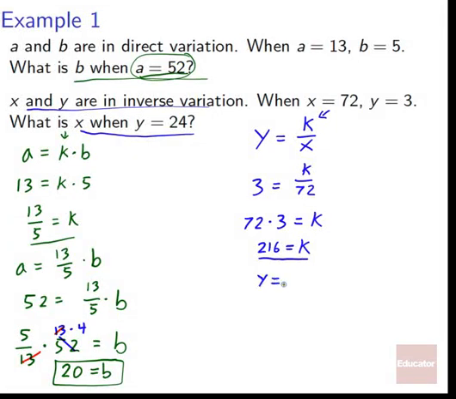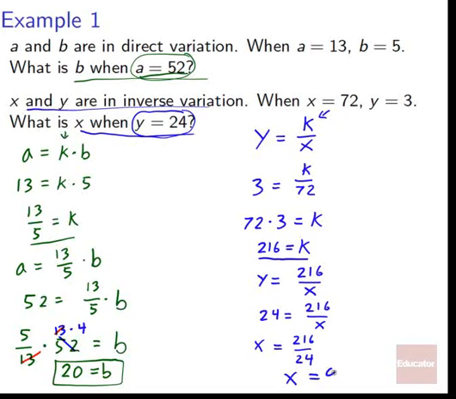Y equals, replace the K now, Y equals 216 over X. So now we put in Y equals 24. So 24 equals 216 over X. So we want to figure out what is X. We multiply the X over on the left side, and we divide by the 24. We get 216 over 24. Probably want to plug that one into a calculator. And we will get X equals 9. And there we are, our answers.